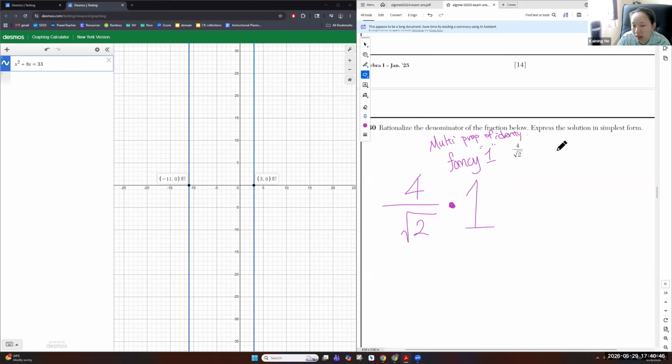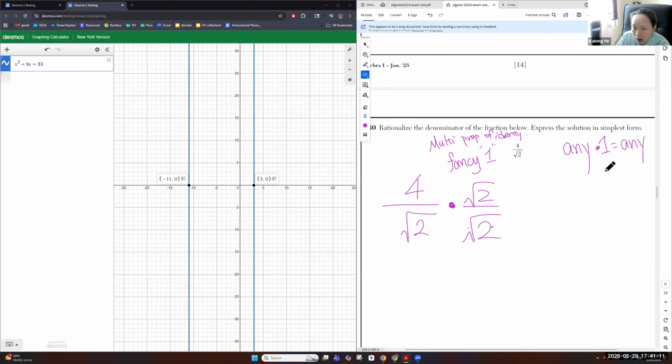So what does that mean? It's literally anything times one is equal to anything. That's why when we call it a fancy one, it means we can actually change it to something else. All right, I'm going to cancel out the denominator. So I'm going to multiply by a one that is very fancy, where the top and the bottom are the same thing, and I'm trying to match it with the denominator. So I'm going to have square root of 2 over square root of 2.